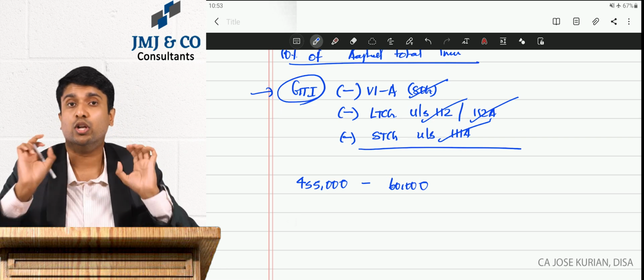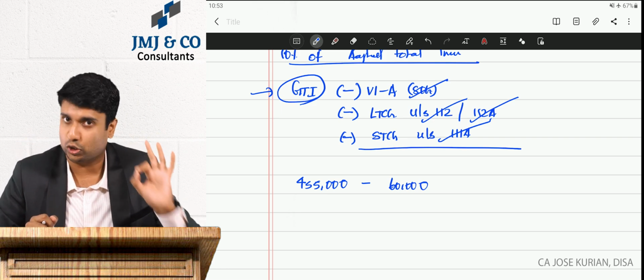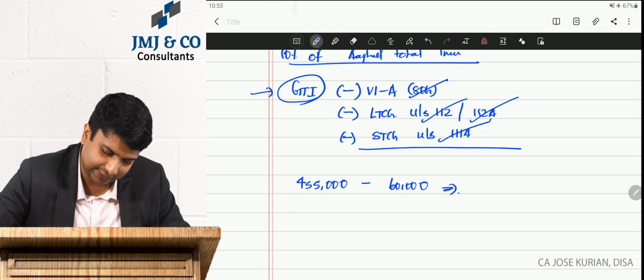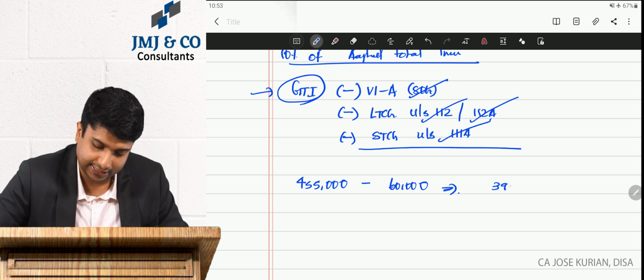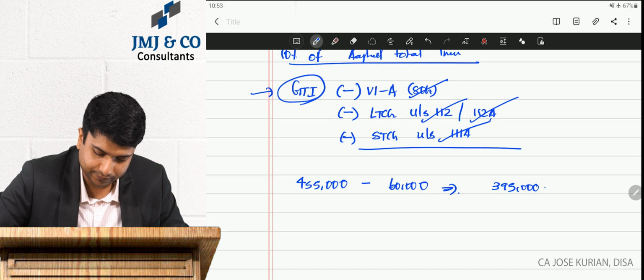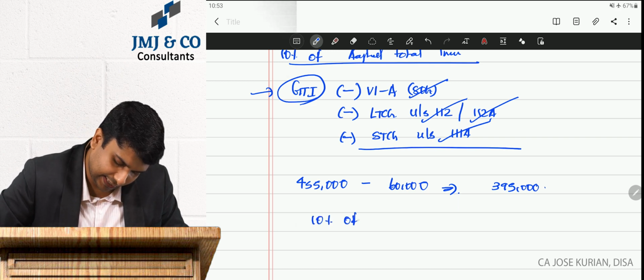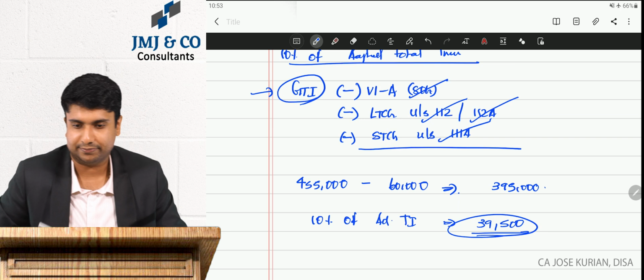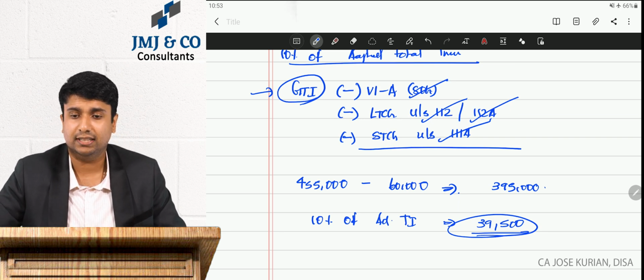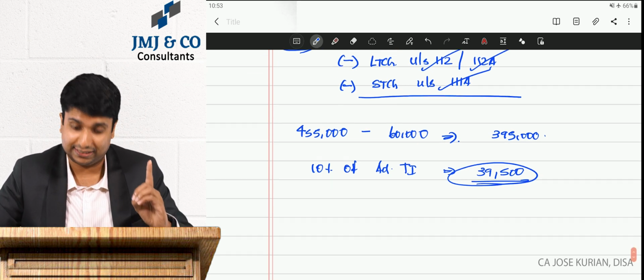So there is no long-term capital gain income remaining in the gross total income. Alright. So the adjusted total income would be 4,55,000 minus 60,000, and it would be 3,95,000. And 10% of your adjusted total income is the ceiling limit. That is 39,500, the total ceiling limit which you can claim as a deduction.